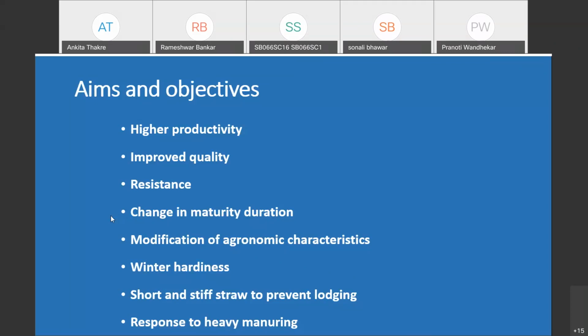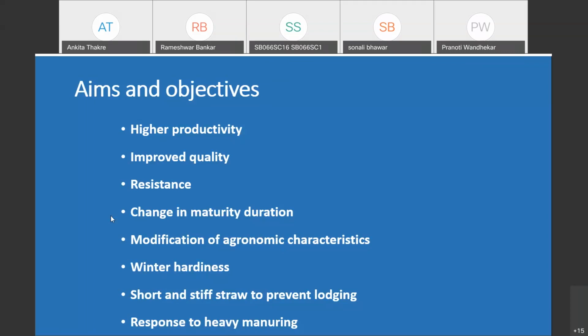Then winter hardiness. Okay, that is, these plants are resistant to the winter. Then short and stiff straw to prevent lodging. Just as we have discussed, lodging means what? In certain types of cereals, they grow vigorously. That's why their stem becomes weaker, and due to which these cereals fall down on the soil. So in some of the cereals, the aim and objective of plant breeding is to produce short and stiff straw to prevent lodging.